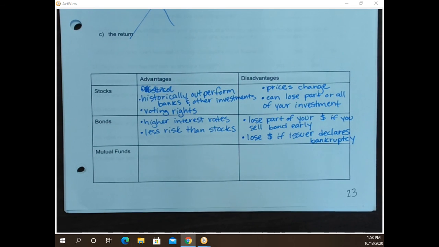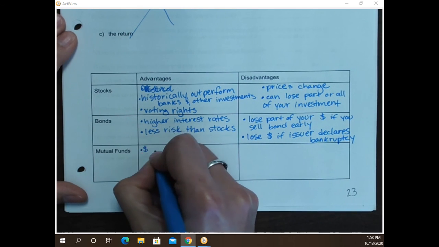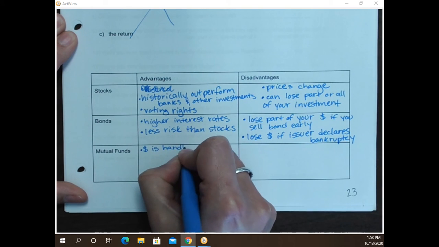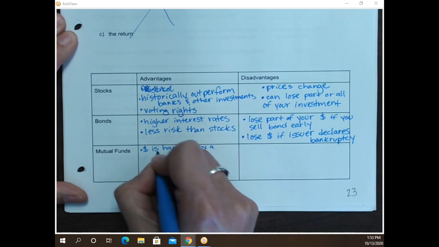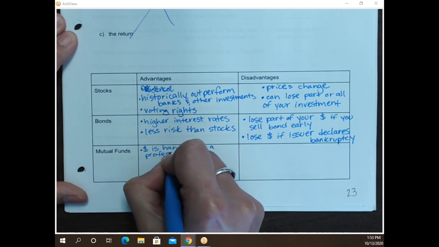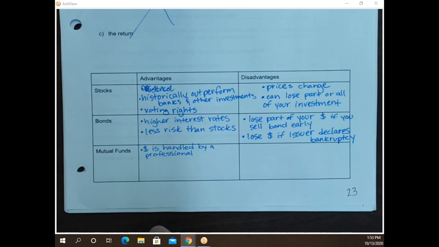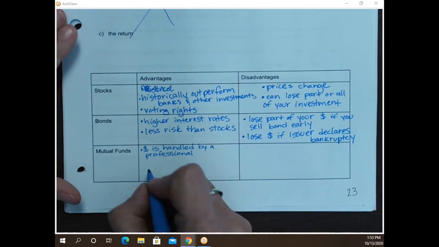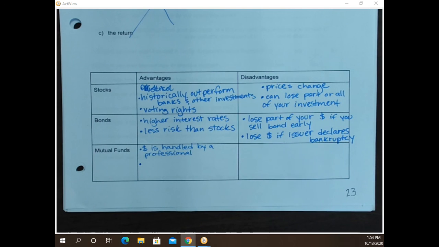And then the last major investment that we talked about were mutual funds. The nice thing about a mutual fund is that your money is handled by a professional. So that means it's this person's job to watch the market, watch for trends, and to be able to invest your money wisely, right? That is their full-time job. And if they don't do a good job, then that impacts their commission, right? Brokers work on commission.